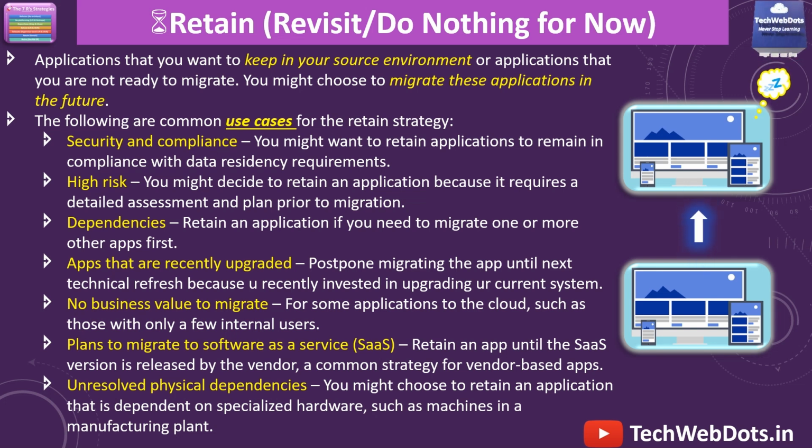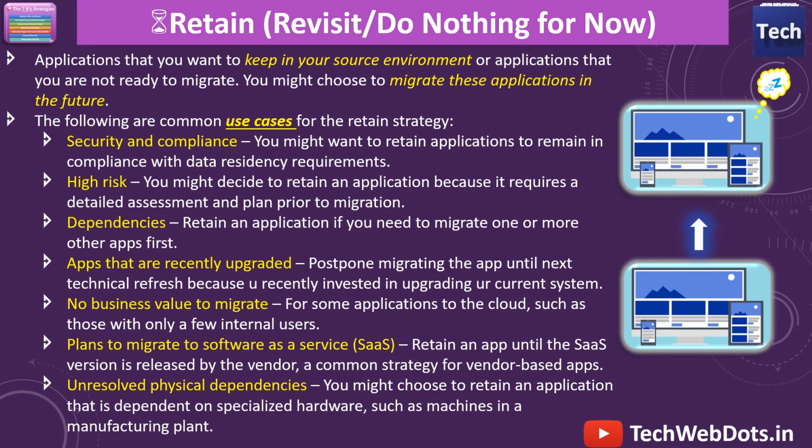Apps that are recently upgraded. Okay, this is an important one. Postpone migrating the app until the next technical refresh because you recently invested in upgrading your current system. For example, you recently spent thousands or multiple thousands of dollars on the upgrade, and you cannot move it right away to the cloud. It will be reinvesting the money again. Then there is no business value to migrate some applications to the cloud, such as those with only a few internal users. For some users, maybe it will not be a wise decision to move the application to the cloud, because those internal users can also manage in other ways if it is not important.